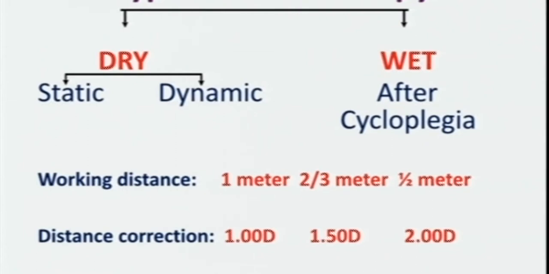Dynamic is when the pupil is constricting, so that means it's a dynamic, non-dilated retinoscopy. Wet retinoscopy is after cycloplegic refraction, and you can do it at any distance. One meter is ideal for postgraduates to calculate, but practically 2/3 of a meter would be more practical because it's arm's distance. So the correction would be 1 for 1 meter, for 2/3 it will be 1.5 diopters, and if you do it at half a meter, a very short distance, it will be 2.